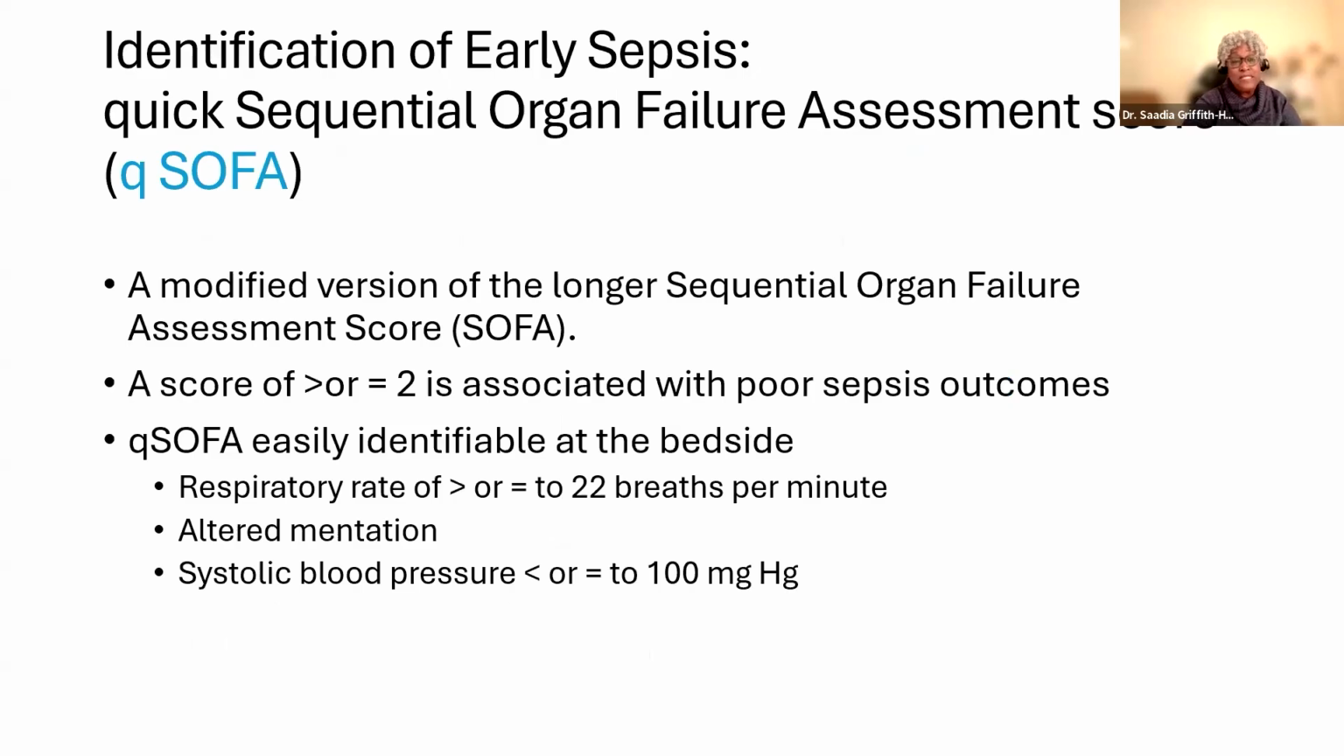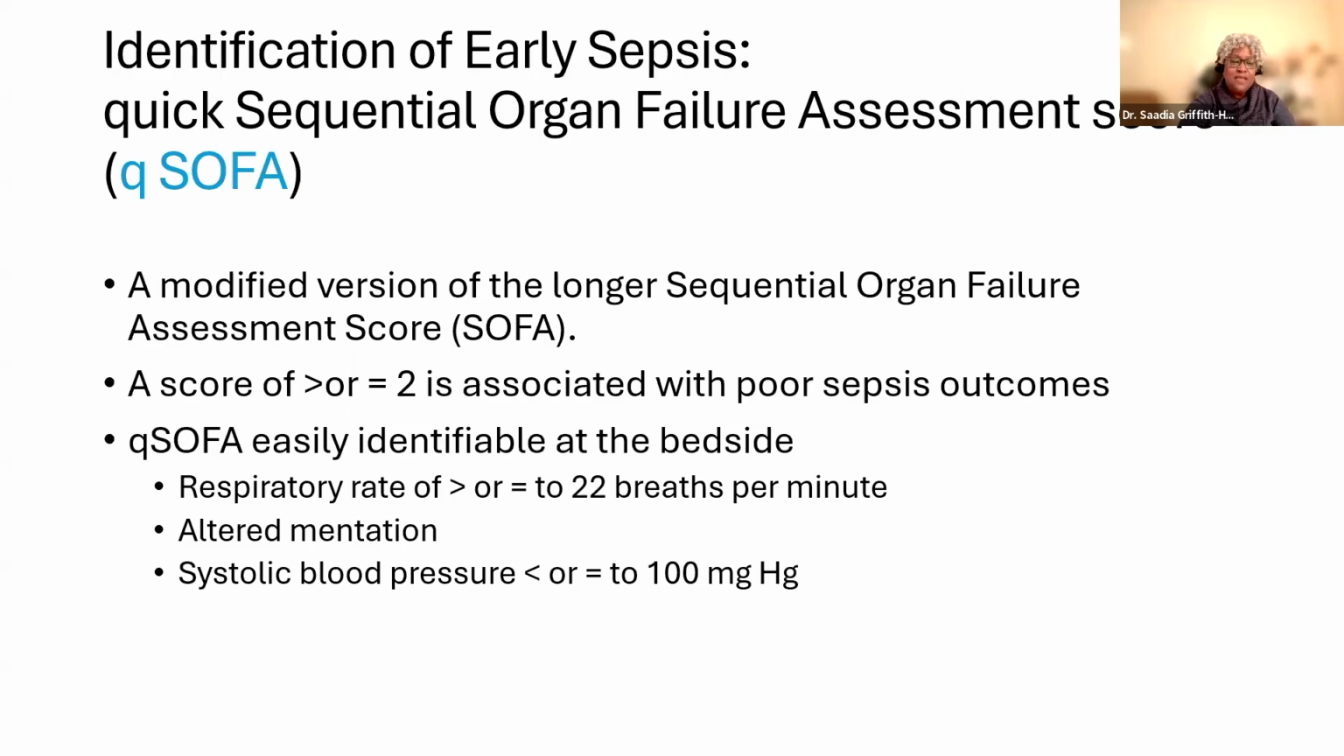So let's look at an even simpler score to identify early sepsis. And this is the qSOFA score, Quick Sequential Organ Failure Assessment Score, qSOFA. And this is a modified score of a longer score that's called the Sequential Organ Failure Assessment Score, or the SOFA score. And that includes many of the things that we talked about on the NEWS score on the previous slide, with a few extra things thrown in.